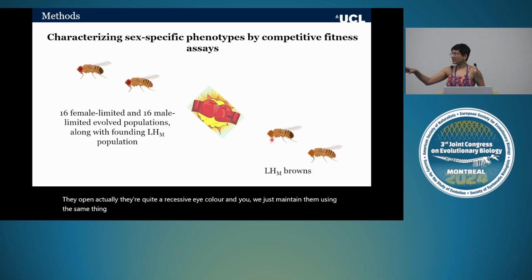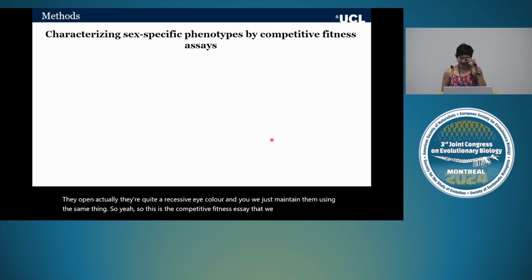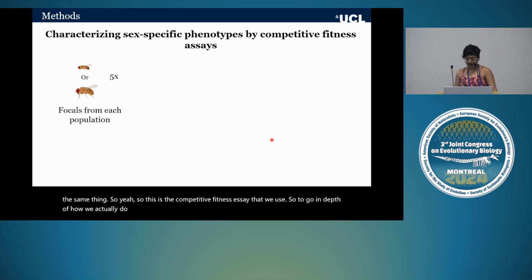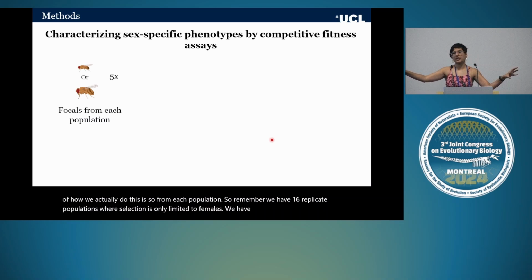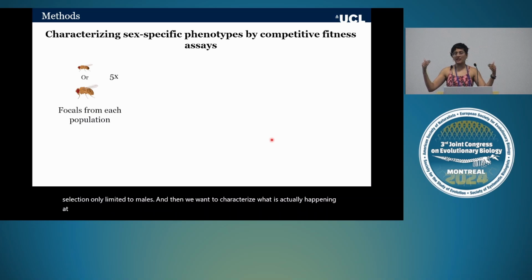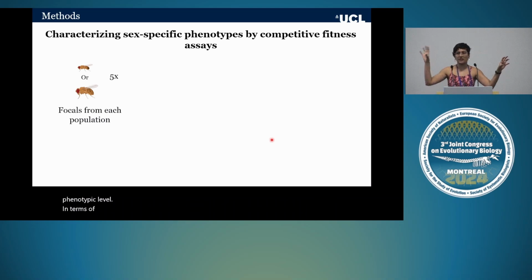So this is the competitive fitness assay that we use. To go in depth of how we actually do this: from each population, remember we have 16 replicate populations where selection is only limited to females. We have 16 replicate populations, selection only limited to males. And then we want to characterize what is actually happening at the phenotypic level in terms of fitness in both males and females across all of these populations, right?